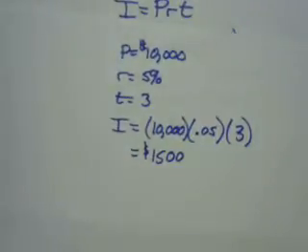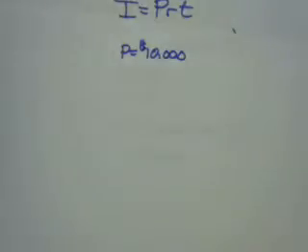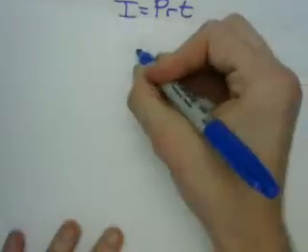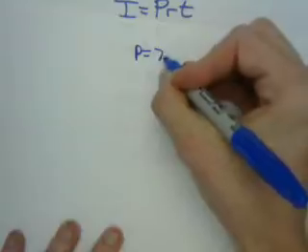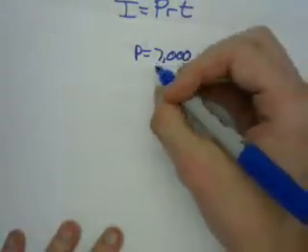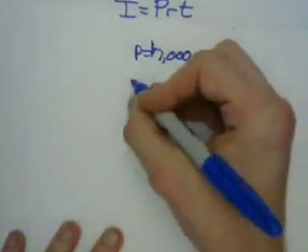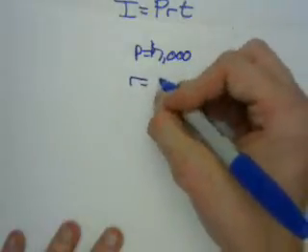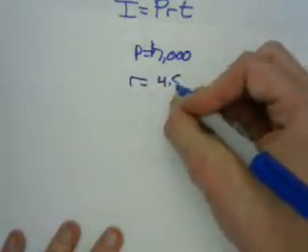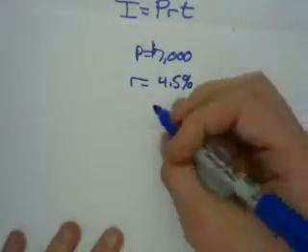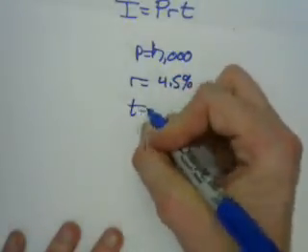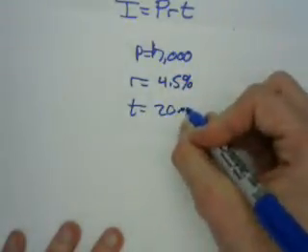So here, let's try a little bit more advanced problem. Let's try another one. So if I loan out $7,000, let's pretend I have that amount of money, and I want to loan that out at a rate of 4.5% for a period of 20 months.